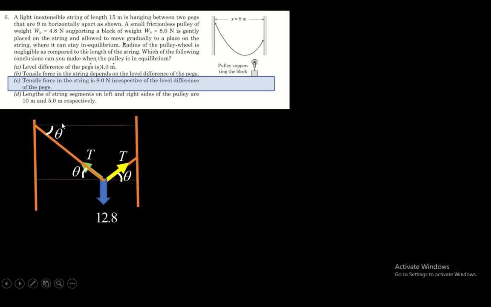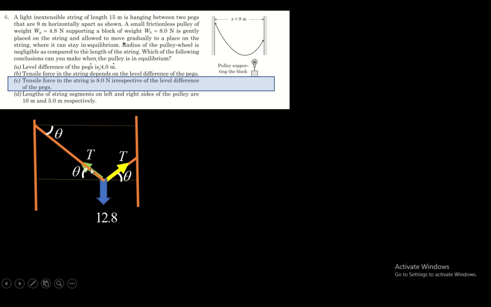These two angles will be the same because these lines are parallel lines. And this angle, they are the same because the horizontal component of T has to cancel out. So the same angle theta will be formed on this side. It means the magnitude of slope of the string on either side is the same.